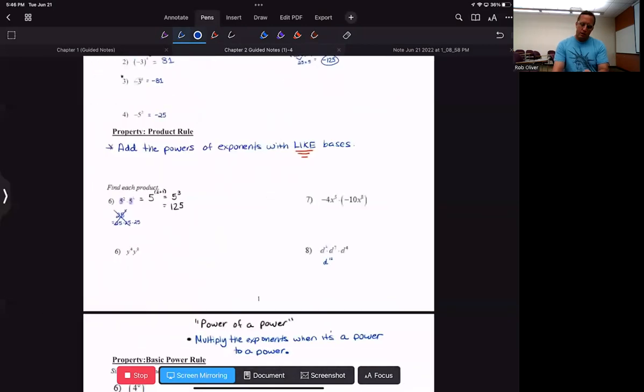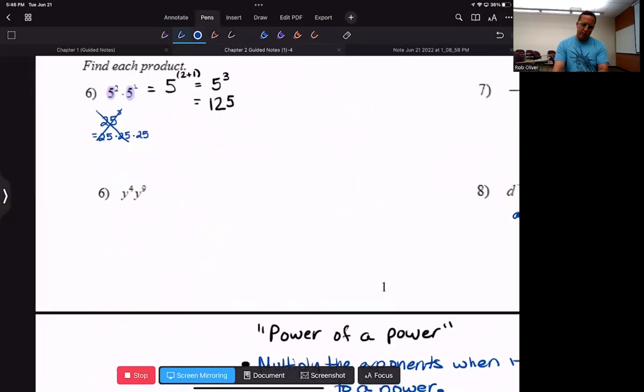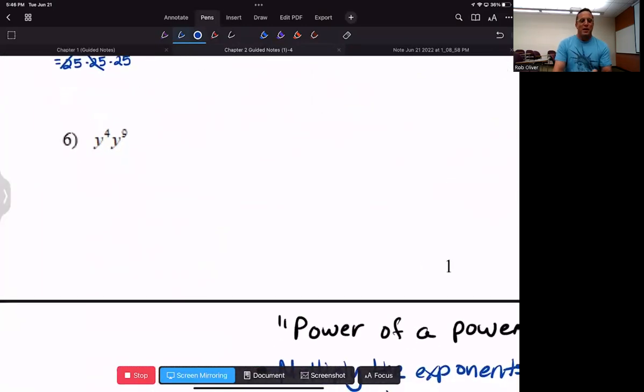All right, let's go right below there. The second number 6, I guess. All right, so for that one, just going to add the powers up. All I got to do is 4 plus 9, which is 49. No, it's not. It's 13. Okay, so y to the 13th power. And as far as we can go, we can't do any more with that.